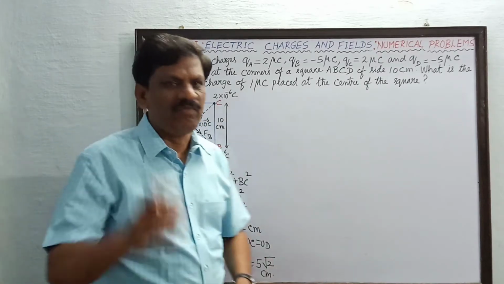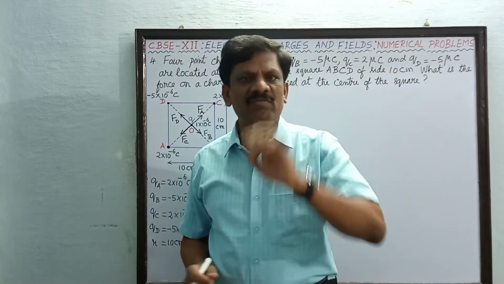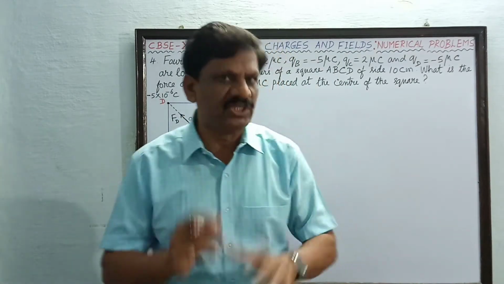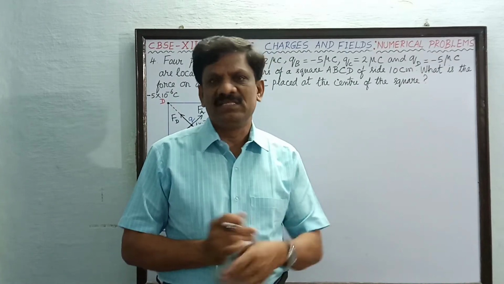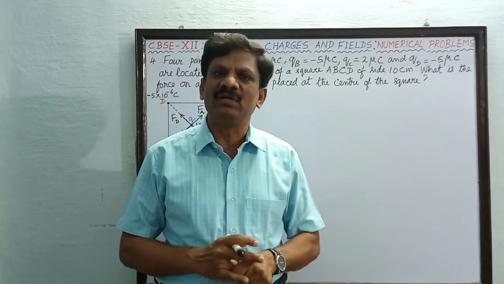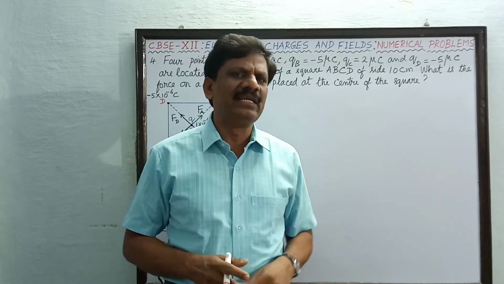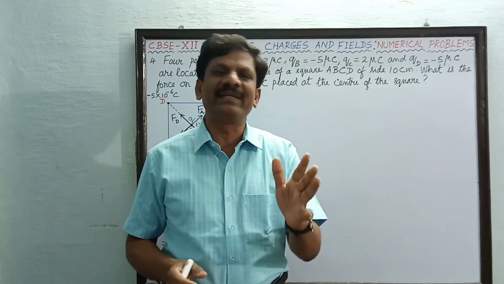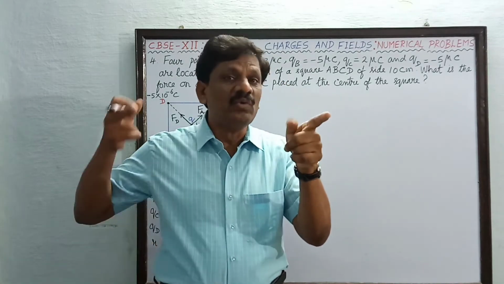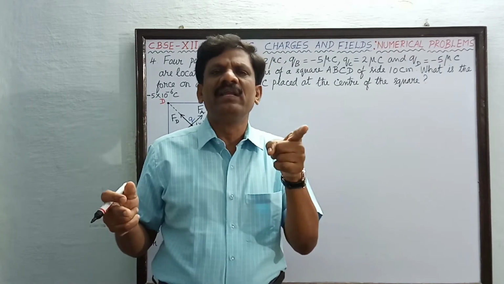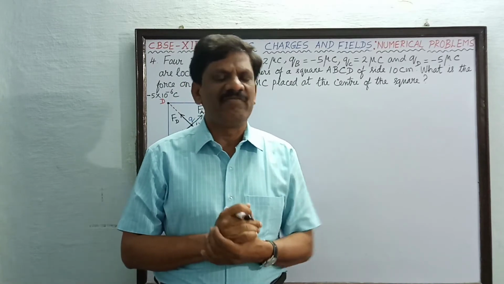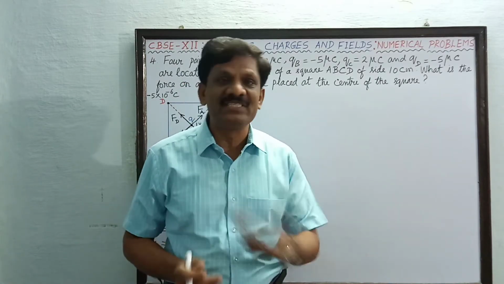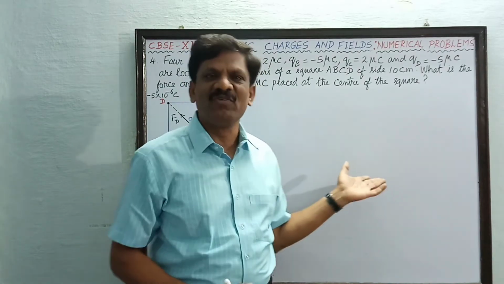So totally how many forces are acting? 4 forces are acting on the middle charge. What is the net force we have to find out? For that I am going to find the individual forces: FA acting on the middle charge due to the first charge, similarly FB, FC and FD, and then find the net force. That only is the question. Shall we see the individual forces?